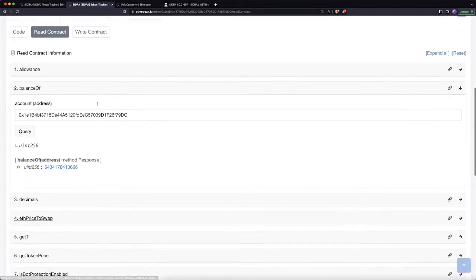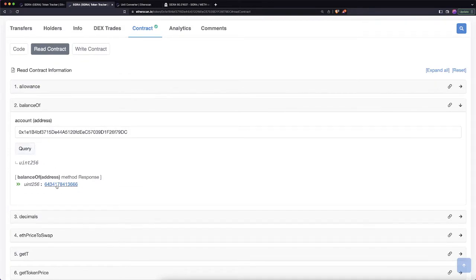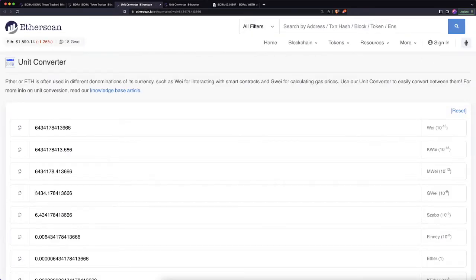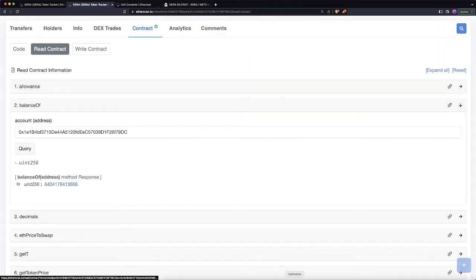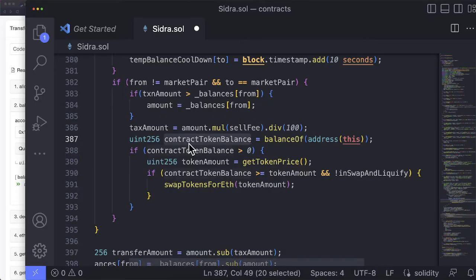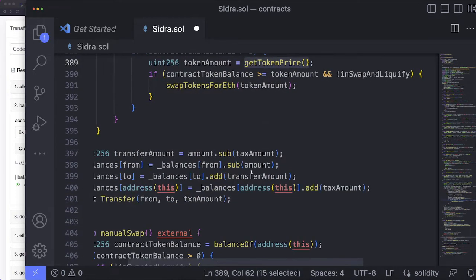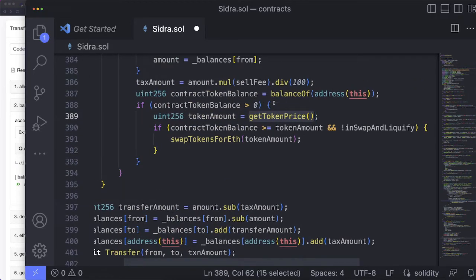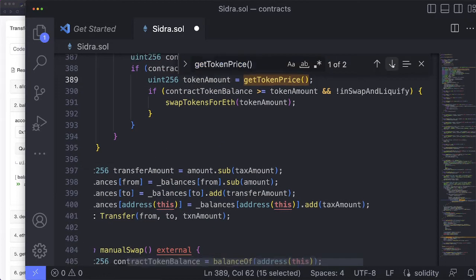And we see that it is 6,434 tokens. Okay, so that's the contract token balance. If it's more than zero, which it clearly is, then we're going to start doing this. So tokenAmount equals getTokenPrice. What is getTokenPrice and how is that defined? Well, let's go take a look.